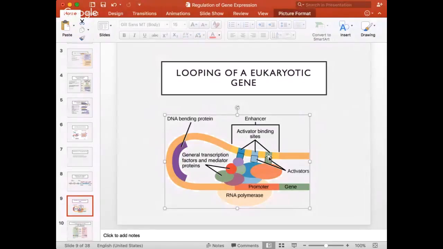Now, the silencers act in the opposite way. The silencers are also found further upstream or downstream, but they bind to inhibitors, and when they bind to inhibitors, the bending still occurs, and then when they bind to the promoter, it shuts down the process of transcription. It does not allow transcription to occur. So that's basically what this figure explains. Moving to this next figure.